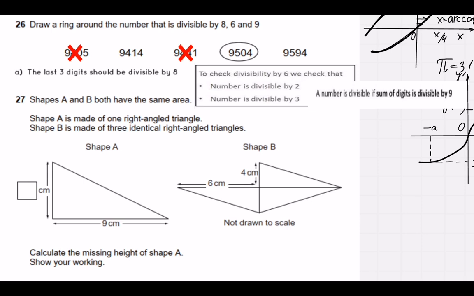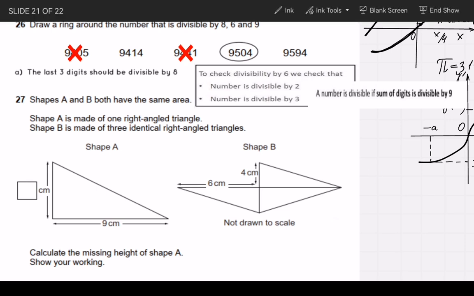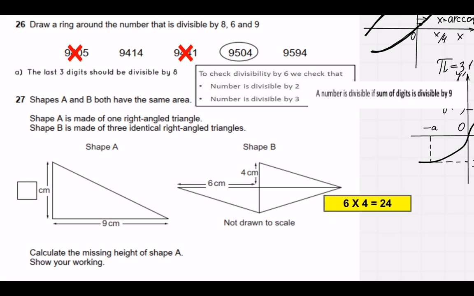Now we have shape A and B both have the same area. Shape A is made of one right angle. Shape B is made of 3 identical right angles. So I need to find the area of the number I have here already, 4 and 6. So it's easy to tell that the area of one of these triangles is 4 times 6, 24. 24 divided by 2, 12. Then I have 3 identical triangles. 12 times 3, 36. So the area of shape B, 36.